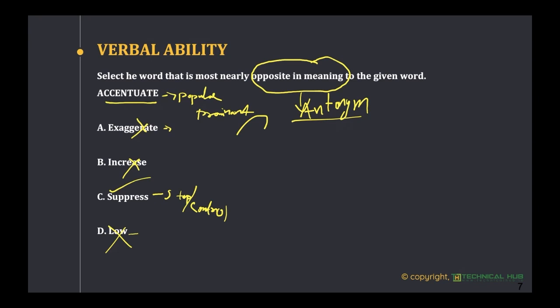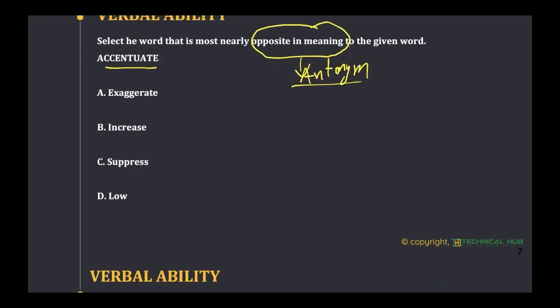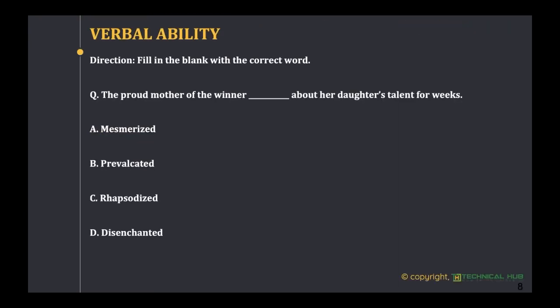Next one. Fill in the blank with the correct word. The proud mother of the winner dash about her daughter's talent for weeks. Imagine you all got selected in DXC and your parents feel very proud of you. And what do they do? They tell about you to all the people. Correct? That's what they do. They just keep telling, my son is this way, my son is that, my son is extraordinary, all those things they talk about.